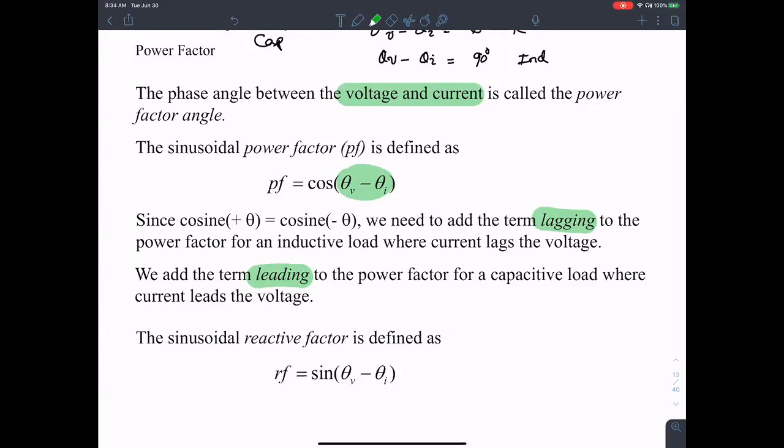The sinusoidal reactive factor is defined as this guy. Cosine of theta V minus theta I is defined as the power factor, while the reactive factor is defined as sine of theta V minus theta I, all based on the idea that the difference theta V minus theta I is of importance. If you take the cosine of it, you call it the power factor. If you take the sine of it, you call it the reactive factor. Because the power factor has no sine, the information about whether the angle is positive or negative is camouflaged by the cosine function. So we add the terms leading and lagging.